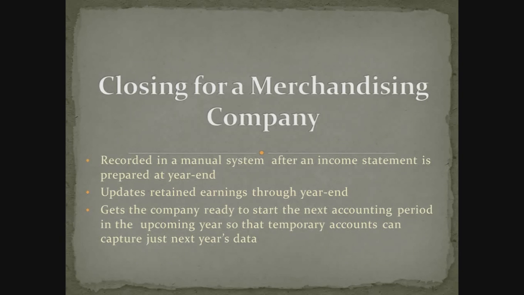In a manual system, if you remember, at the very end of the period, we close after we do the year-end income statement. If we close before, then we lose those temporary accounts. So in the process, we should be updating our retained earnings to the ending balance and getting ready for next year, because then the temporary accounts can capture just next year's data.